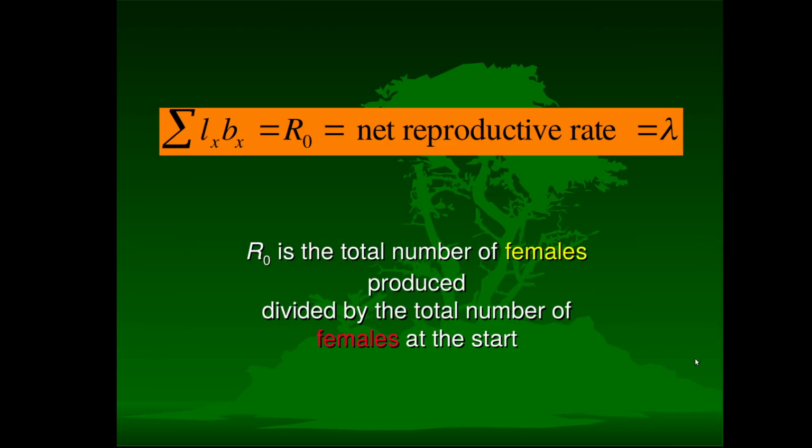All right, this net reproductive rate is just another word for lambda. It's the sum of the LxBx column. Two columns multiplied together and then added up. That gives R0, or the net reproductive rate, which is the same as lambda. In our elephant example, each female produced 2 offspring, giving a net reproductive rate of 2.2, which was also lambda.